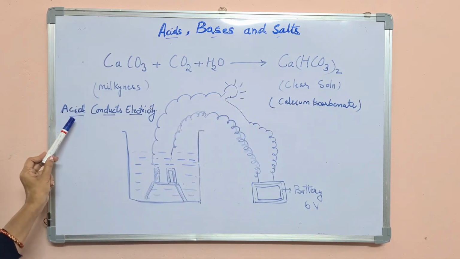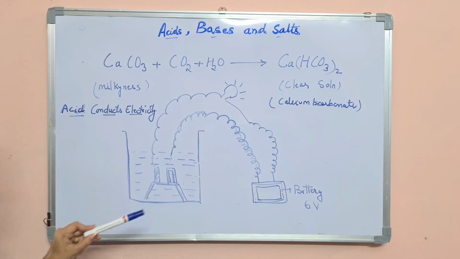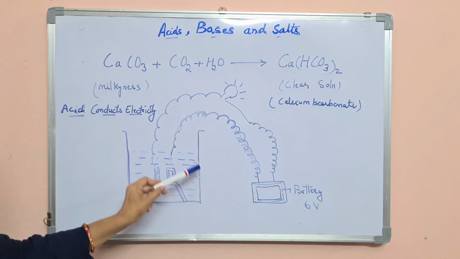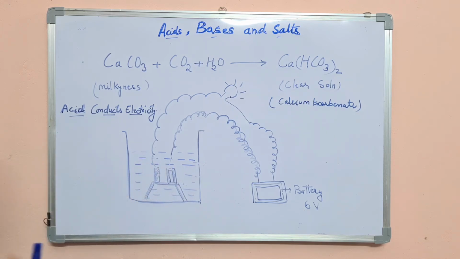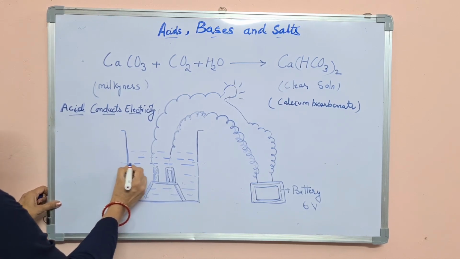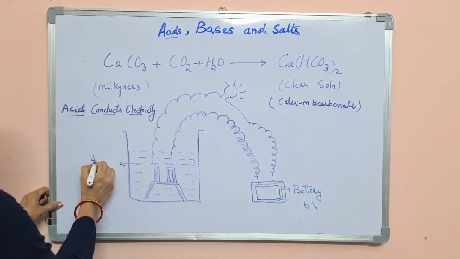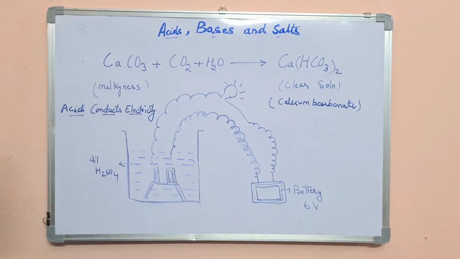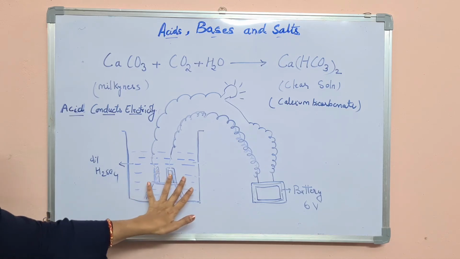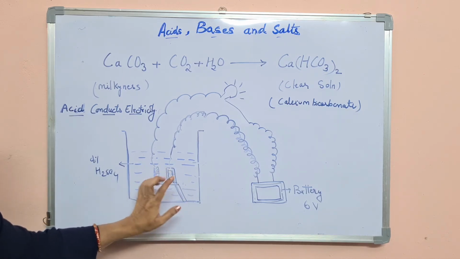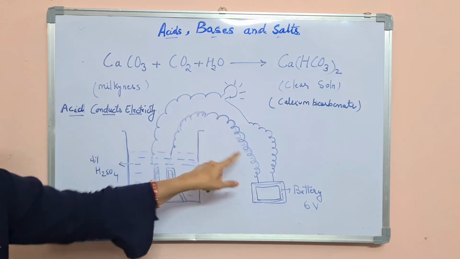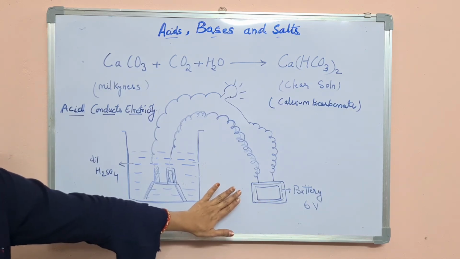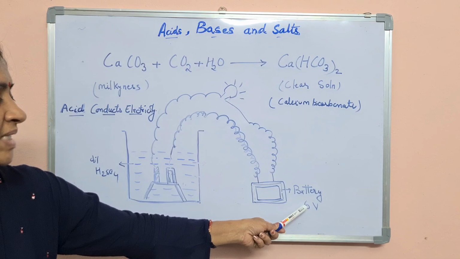Now the next property of acid is that acid conducts electricity. For this we have to take one jar, and in this jar dilute sulfuric acid, H2SO4. In this jar, two electrodes are also introduced. Through the electrodes and conducting wires, a source of current is supplied. Here a battery is taken, and this battery supplies 6 volts.